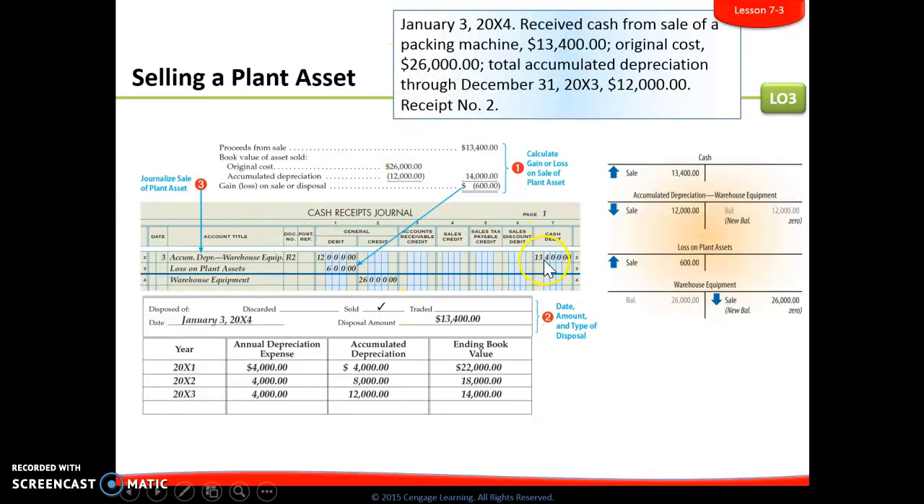And then we have a cash debit. We received $13,400, so that's what we'll put in as our cash debit. Now, we have a lot of numbers in that one transaction, so it's very important that you make sure your debits equal credits here. Here they just show you how they figured out that gain or that loss on that sale.